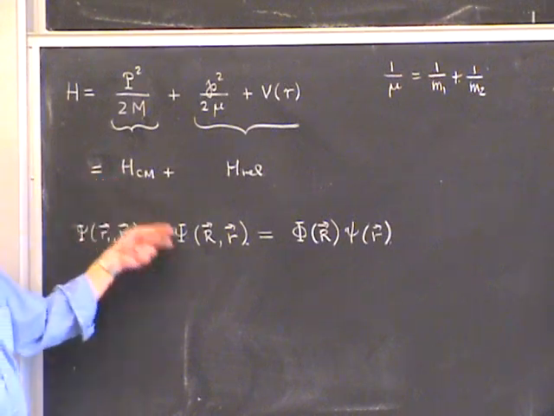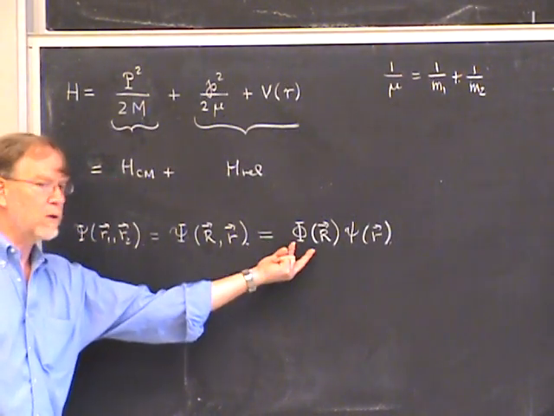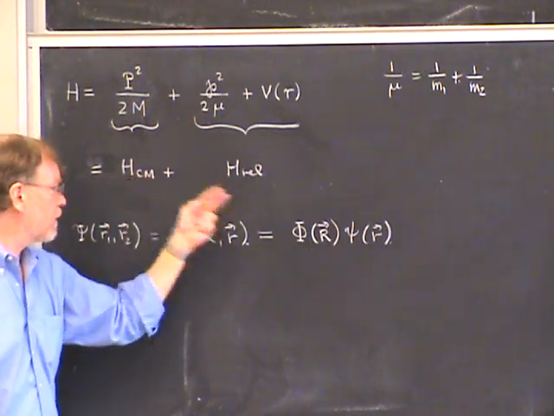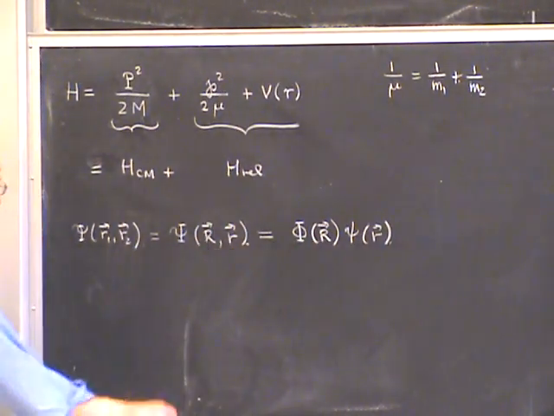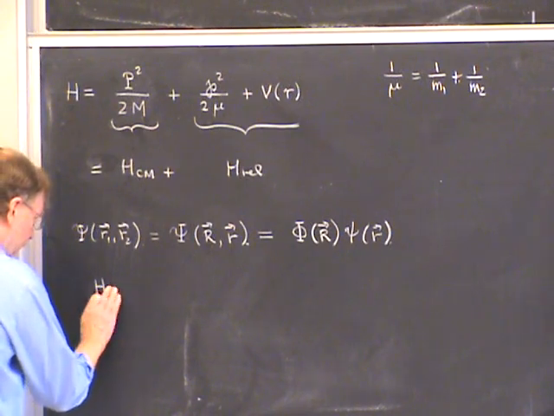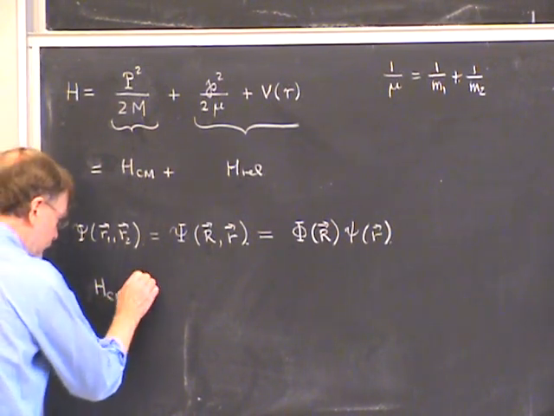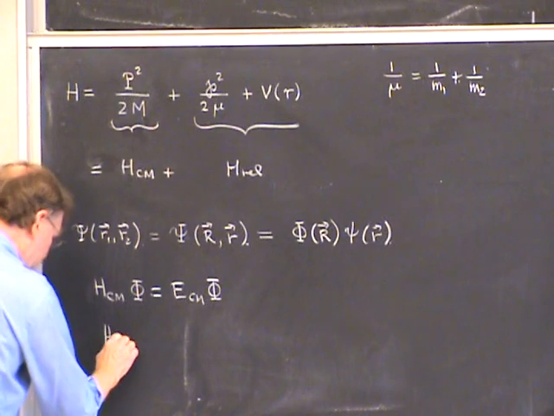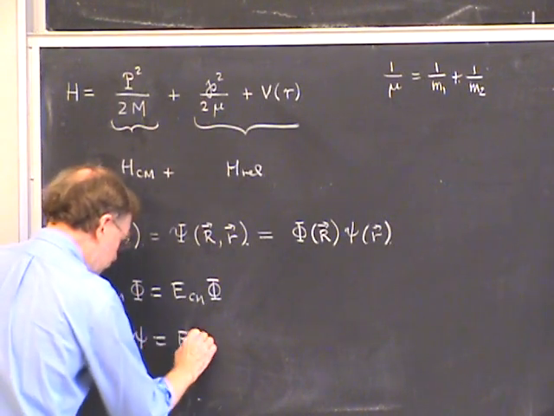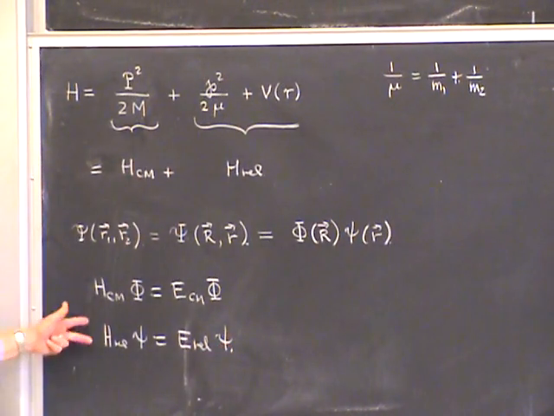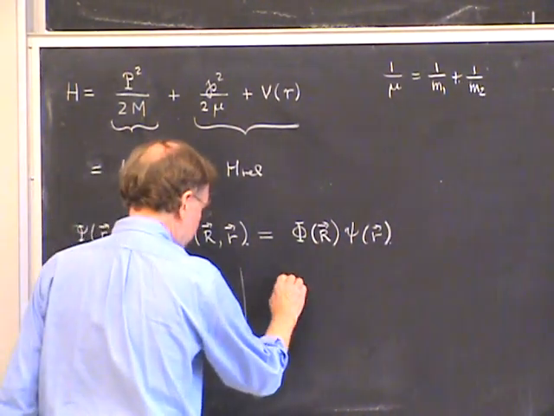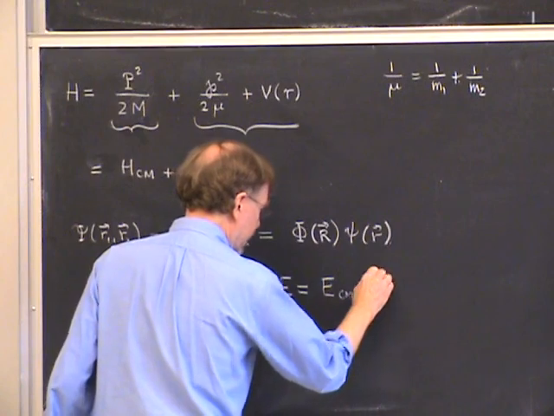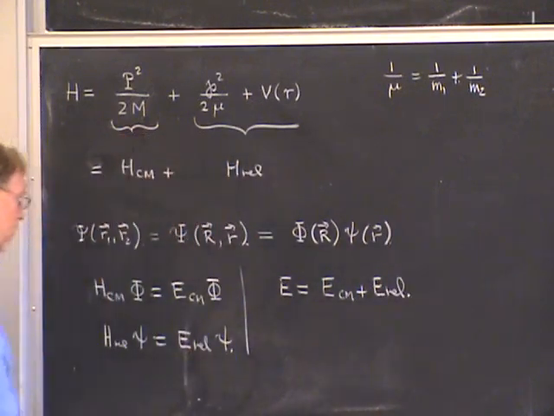I don't mean that every solution of the Schrodinger equation has this form, but I mean there exist eigenfunctions of this factored form. If you plug this in here, you'll find that HCM acts on the first factor, and H relative acts on the second factor, so this breaks up into two eigenvalue problems. HCM acting on phi is equal to a center of mass energy multiplying phi. And H relative acting on psi gives us a relative energy multiplying psi. It becomes two eigenvalue problems like this. And if you solve these, then the total energy of the entire system, the entire Hamiltonian, is just the sum of the center of mass plus the relative energies, like this.